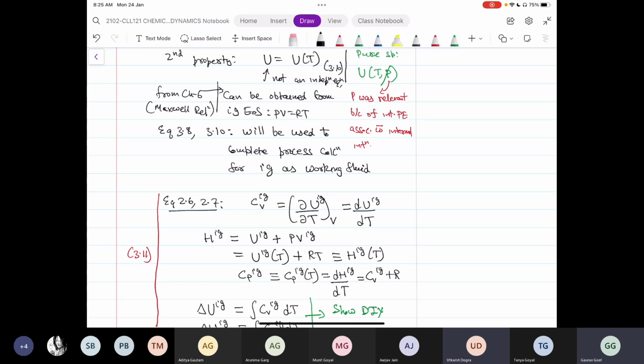If I start with 20% vapor, what is the final pressure? If I start with 10% vapor, what is the final pressure? If I start with 5% vapor, what is the final pressure for the same final temperature? So that's what that question is asking.